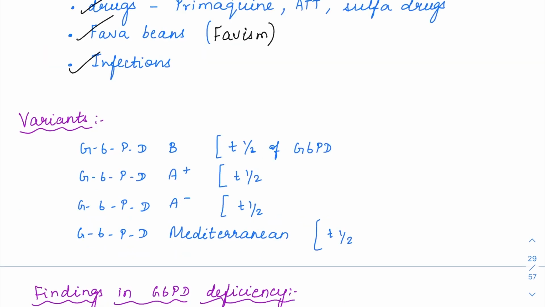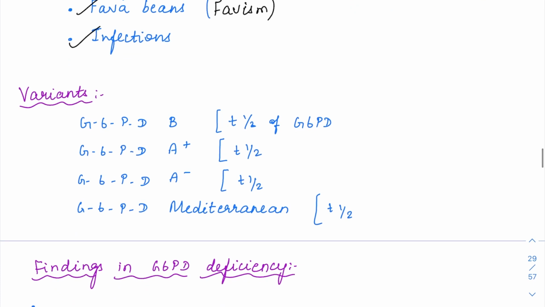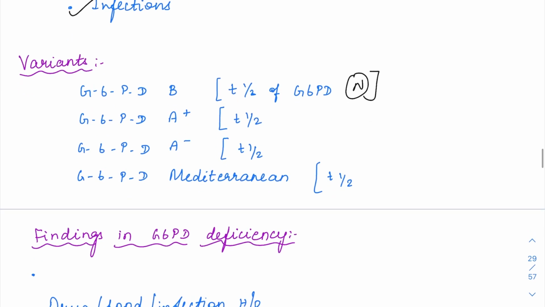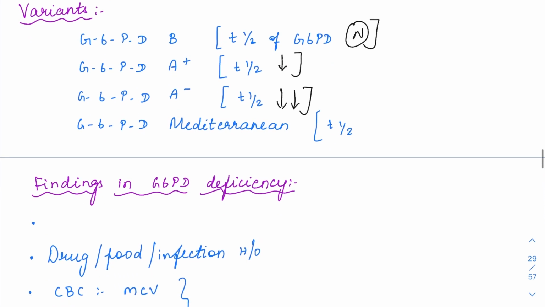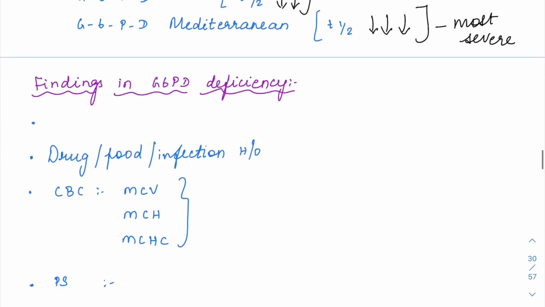So there are various variants of G6PD. Okay, the B variant is going to have a normal half-life of this enzyme, while the A plus variant is going to have a decreased half-life, and the A minus variant is going to have much more decreased half-life, and the Mediterranean variant is going to have the lowest half-life. So it is the most severe form of G6PD deficiency.